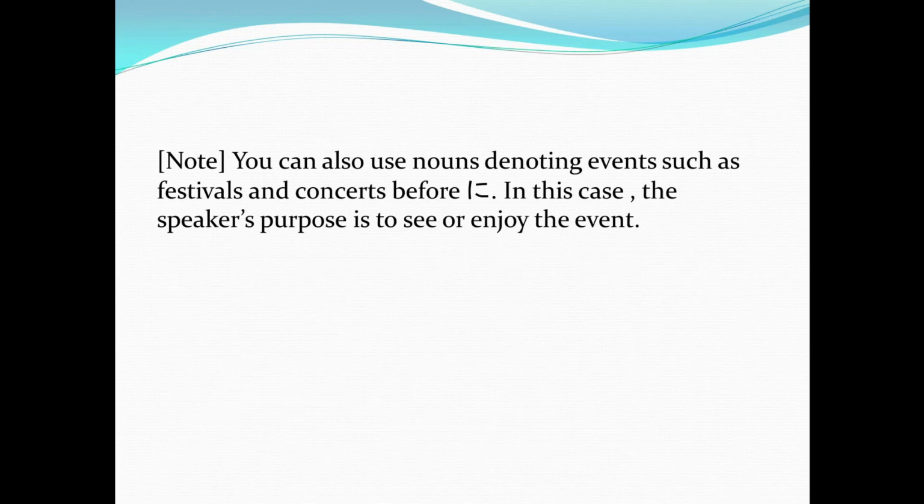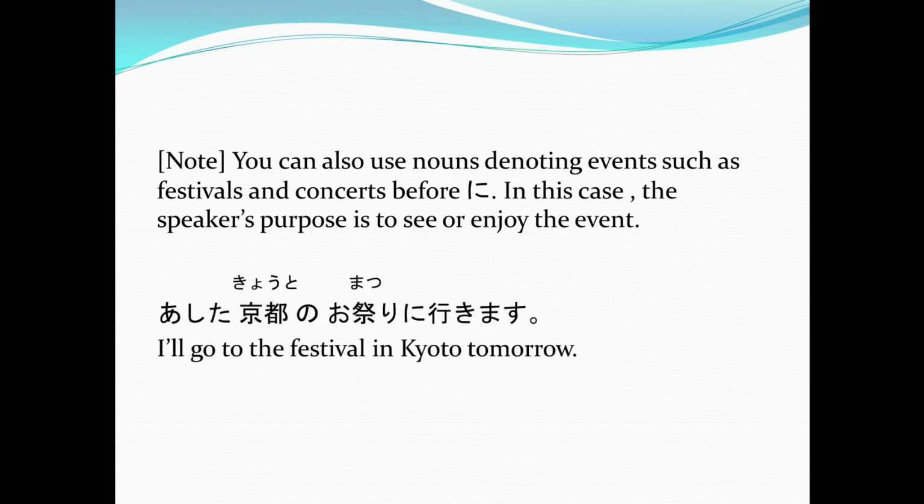Got that? So note that you can also use nouns denoting events such as festivals and concerts before ni. In this case, the speaker's purpose is to see or enjoy the event. Example, Ashita, Kyoto no omatsuri ni ikimasu. Again, Ashita, Kyoto no omatsuri ni ikimasu. Or, I'll go to the festival in Kyoto tomorrow. Note that the noun before the ni is the festival in Kyoto.